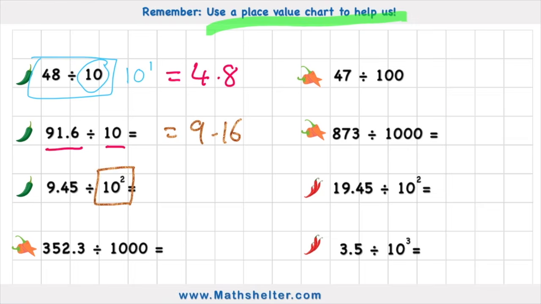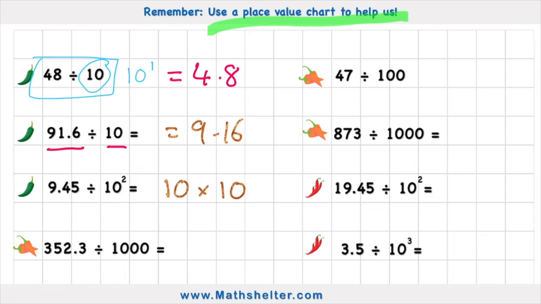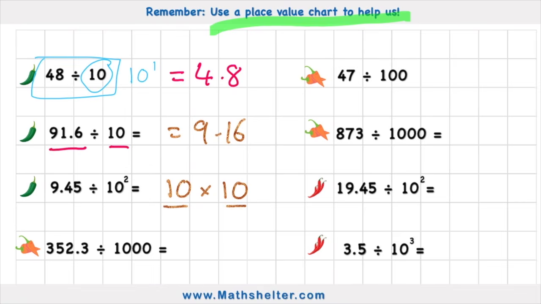Now we're starting to get a little bit harder because I have 9.45 divided by 10 to the power of 2. So what does that mean? Well, a very common mistake would be to do 10 times 2, which is 20, and assume that this 10 to the power of 2 is 20. That would be wrong. 10 to the power of 2 means that we have 10 multiplied by 10, or in other words, 2 tens multiplied together.